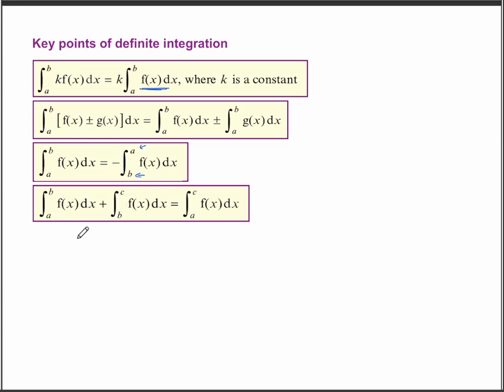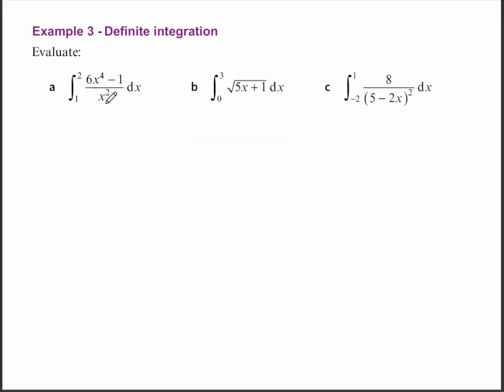Okay? And finally, if you have two integrals of the same function with respect to x, where the upper limit of one is the lower limit of the other, then they are basically combined. You will get the integral from just a, which is the lowest limit, to c, which is the highest limit, of the same function with respect to x. Finally, let's do some examples for evaluation.